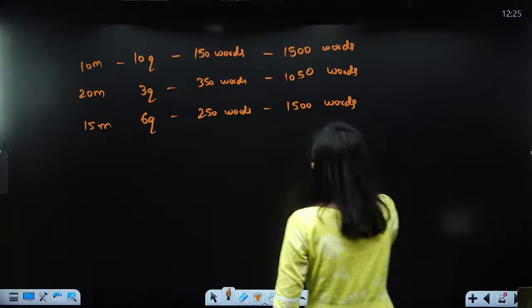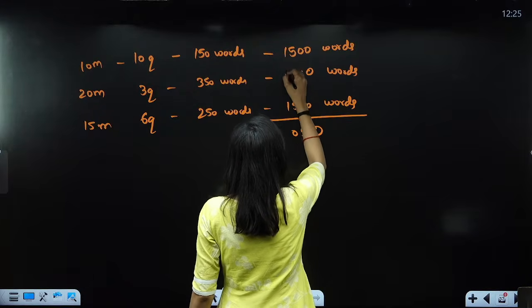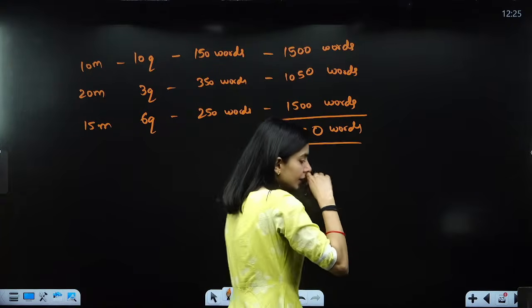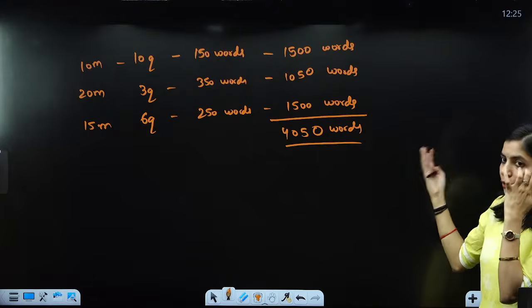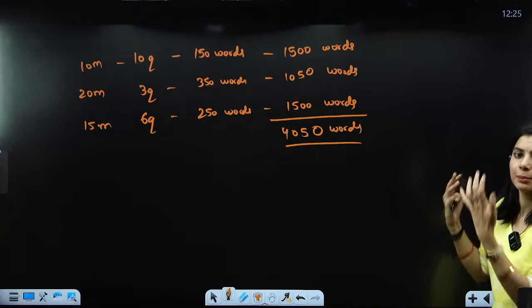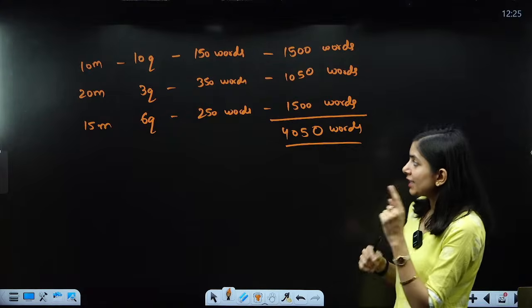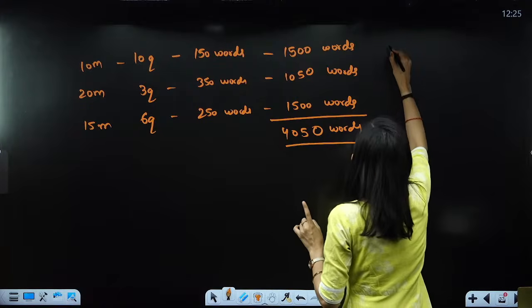Yes, 1500. So out of total, you just need to write down 4000 to 4050 words for the complete paper. Now talking about the time. As per the basic mechanism, you can devote 7 minutes.